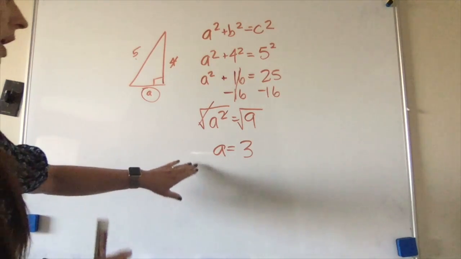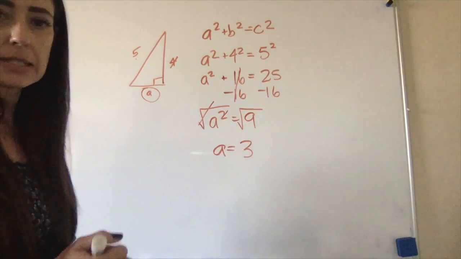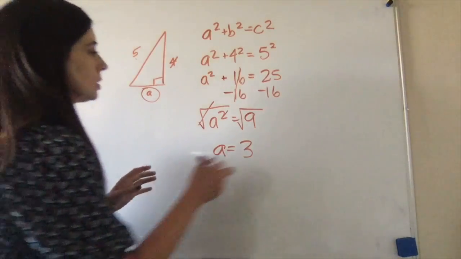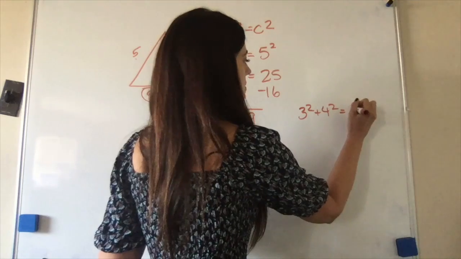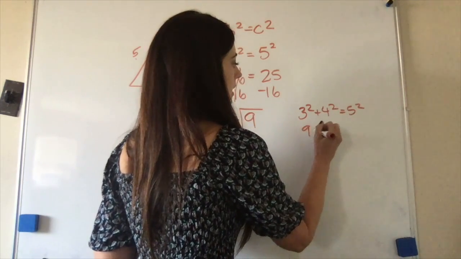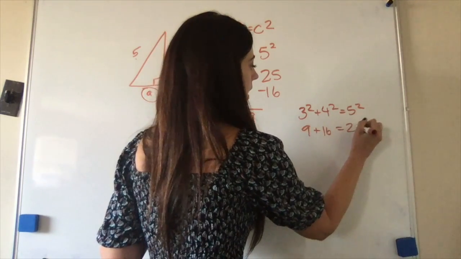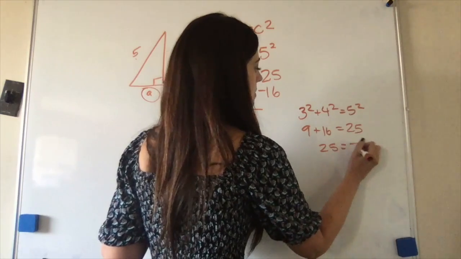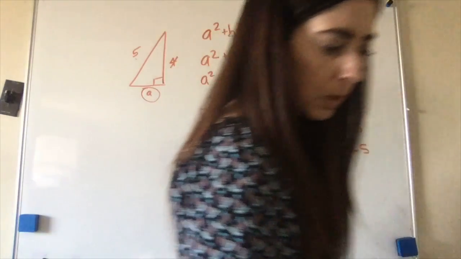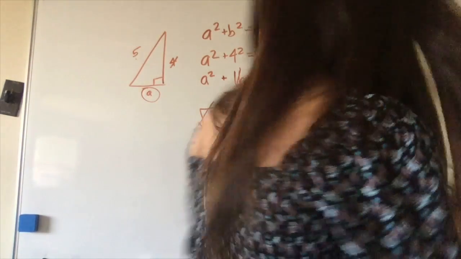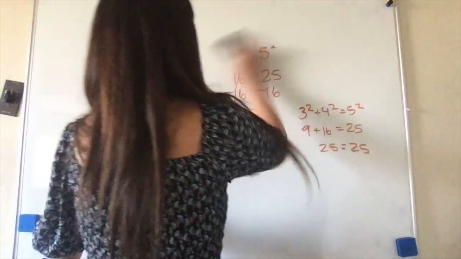So then let's test this, okay? Is it true that 3 squared plus 4 squared equals 5 squared? 9 plus 16 equals 25. We have 25 equals 25. It checks. It's true. All right, I think we get one more example, and we're going to work that out real quick here in the video.